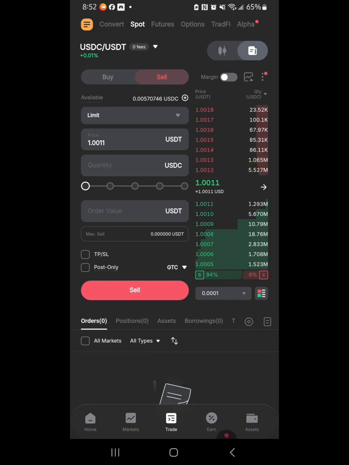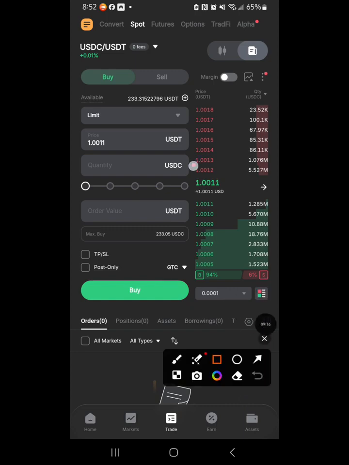So the order book plays a very significant role in this. If I should ask you a simple question here, where are we going to buy at? That's the cheapest price we are going to buy at? That's 1.0012. As simple as that, if you understand what I'm saying. So you're going to put in your order to buy at this 1.0012.